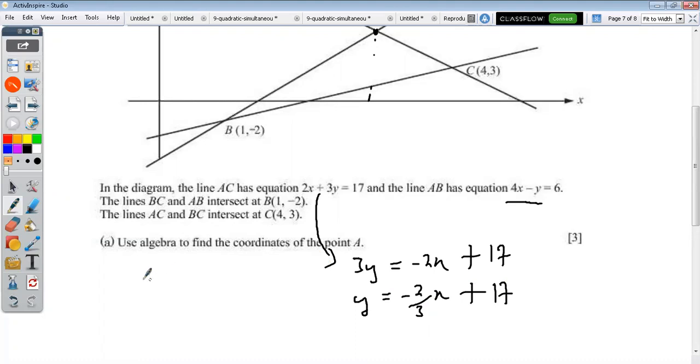Let's work with the other equation. It says 4x minus y is equal to... Wait, sir, don't you say 17 divided by 3 as well? Yes, everything divided by 3. I thought it was the same mistake. We divide everything by 3.